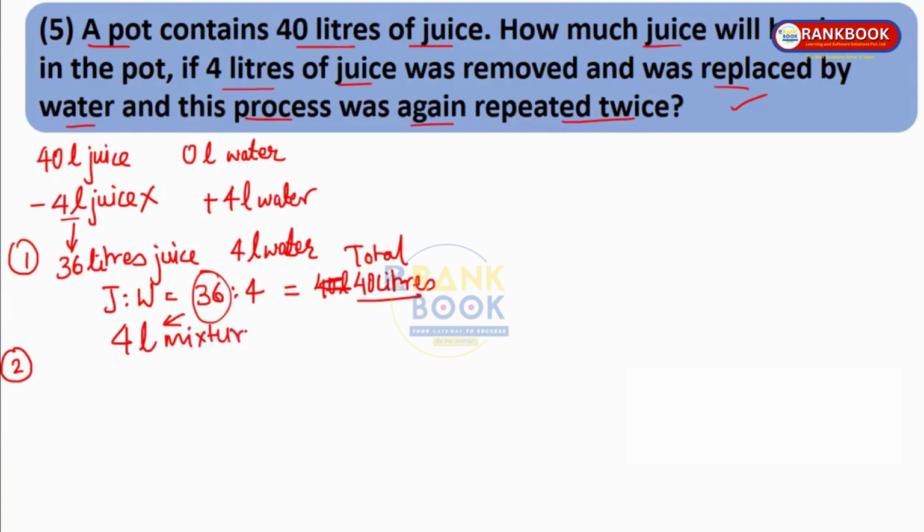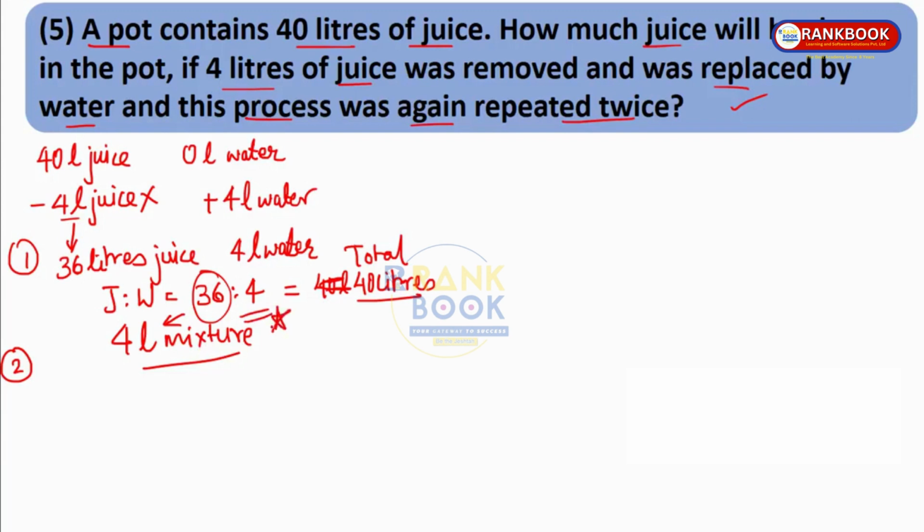Now they don't remove 4 liters of juice, they remove 4 liters of mixture, because once you mix juice and water, it is very difficult to understand what exactly is juice and what is water. So they remove 4 liters of the mixture directly. So when they remove 4 liters of mixture, how much juice has been removed? Now see, if a mixture has 36:4 juice and water, then if you remove some quantity of mixture, in that also juice and water will be in the same ratio.